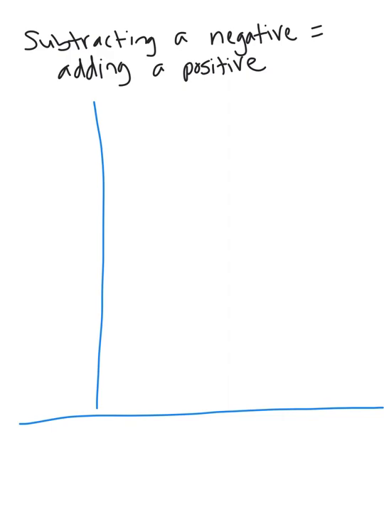Hello, sixth graders. Today we're going to make a journal entry titled Subtracting a Negative Equals Adding a Positive. Make sure you pause to add this into your table of contents and to record the page number, and then open up to a blank page so you can put a title and your Cornell notes.